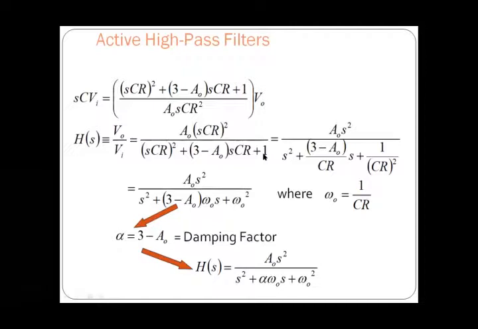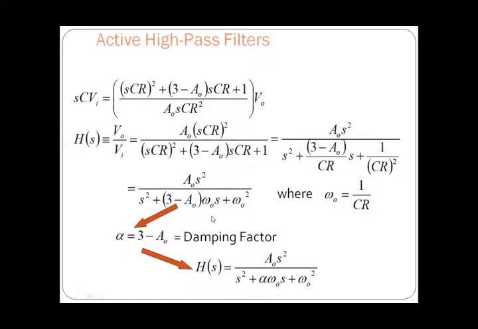So then this can be written as, we are going to divide the equation with RC square on numerator and denominator. So then the equation becomes A naught into S square divided by, here RC square and RC square will be cancelled, and 3 minus A naught into RC, as we are going to divide by RC square, RC will be cancelled here, and RC will remain here, and 1 by RC square. So the equation becomes like this: A naught into S square over S square plus 3 minus A naught into omega naught into S.